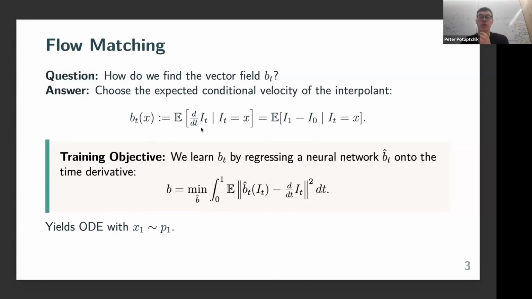And so now, how do we learn this drift? We're just going to parameterize a neural network bt hat and minimize the following L2 objective. I sample I0, I1, construct my interpolant It, and construct the time derivative, which is just I1 minus I0, and I regress. By properties of minimizing L2 objectives, my bt hat is going to learn exactly this conditional expectation. So if I do this flow matching procedure, I've learned the drift bt of x such that if I integrate the ODE, I have terminal samples from the data distribution.